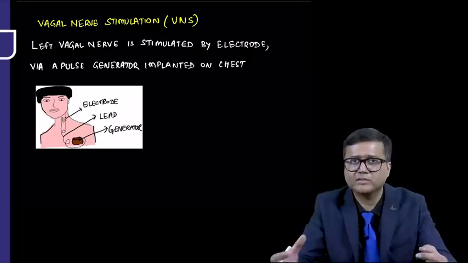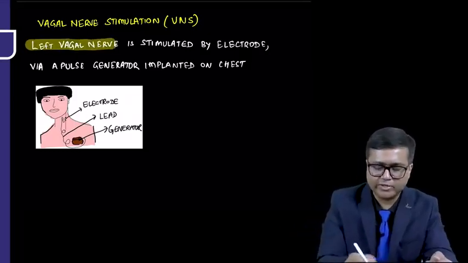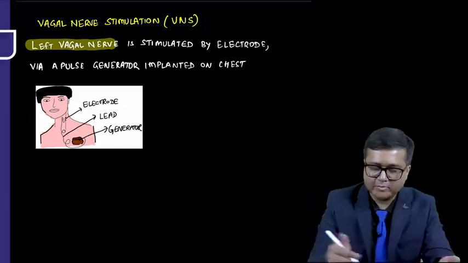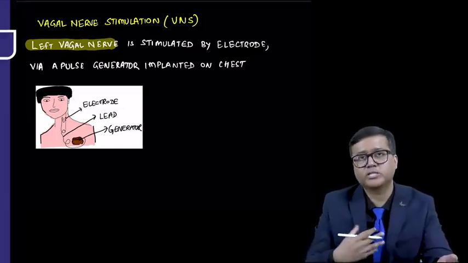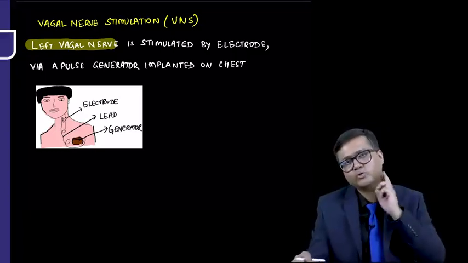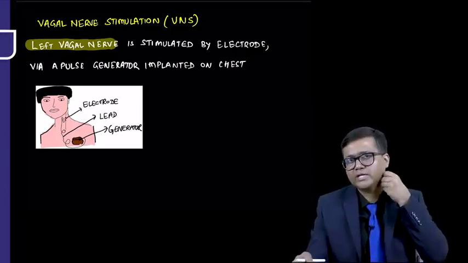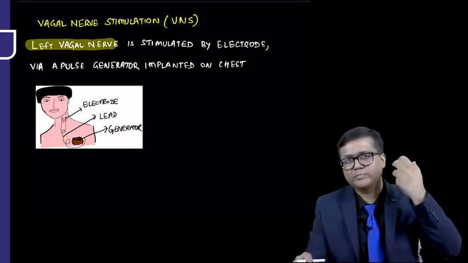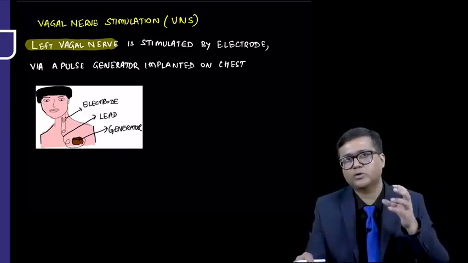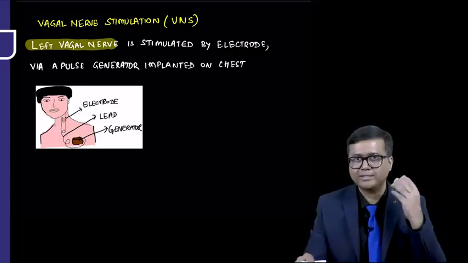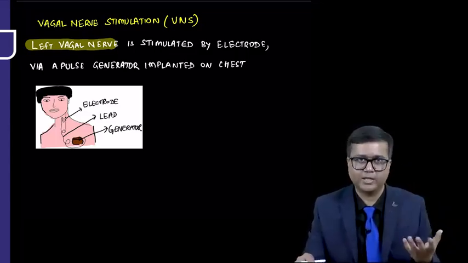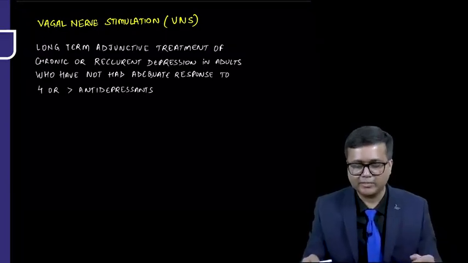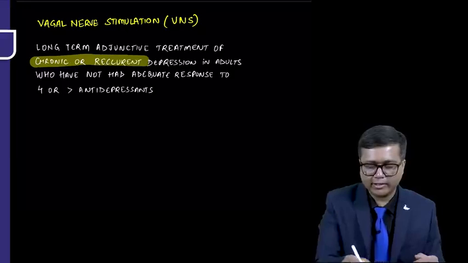So what is vagus nerve stimulation? If you see, the left side of the vagus nerve is identified in the neck, and electrodes are put, and via a pulse generator which is implanted on the chest, intermittent stimulation is given through this vagus nerve. In this vagus nerve, we know that a lot of fibers are afferent fibers going back to the brain, and a lot of these fibers go to the serotonergic areas. So they stimulate the serotonergic areas of the brain. One of the conditions wherein it is used is in the long-term adjunctive treatment of chronic or recurrent depression.